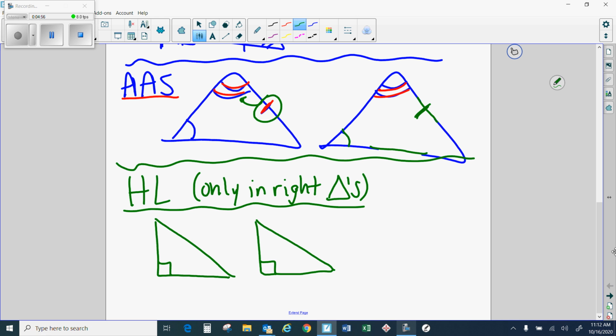So there's my right triangle. The hypotenuses must be congruent, and one pair of legs. Doesn't matter which pair. Okay, there's the HL.